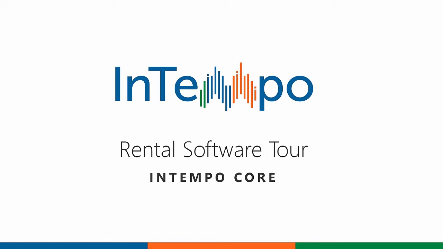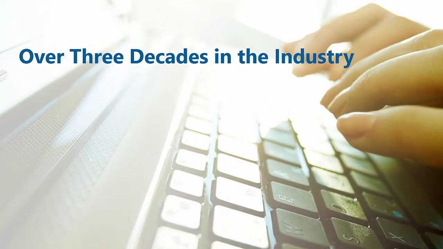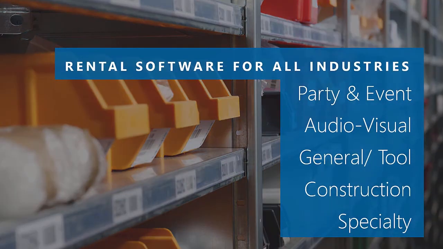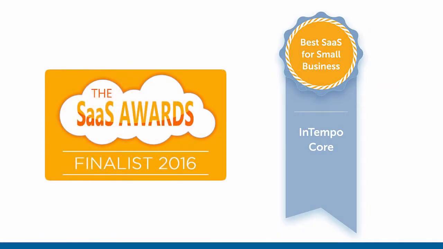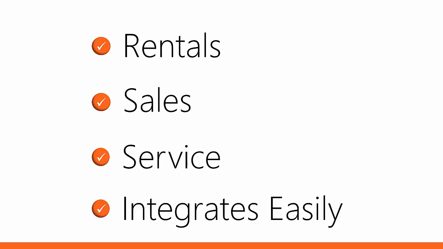Before we get started, a little bit about who we are. InTempo's software solutions have powered rental businesses for 3 decades. Hundreds of customers across North America run on our software. InTempo Core is designed for rental businesses across all industries and was named as a finalist by the 2017 SaaS Awards in the category Best Software for Small Business. Core handles any mix of rentals, sales, and service transactions and can integrate with your existing accounting tools, including QuickBooks.